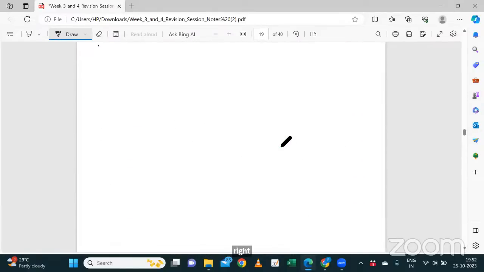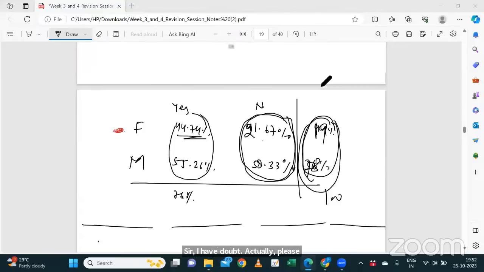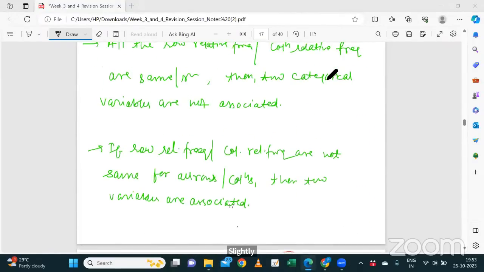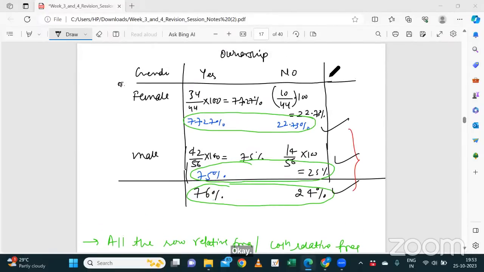So far we have seen association between these. Sir, I have a doubt. Please scroll down the page a bit more, this one. If we wish to find association between them, then will we also check the row total? Basically we are interested in comparing the row relative frequencies, so will the row total also be compared or not?